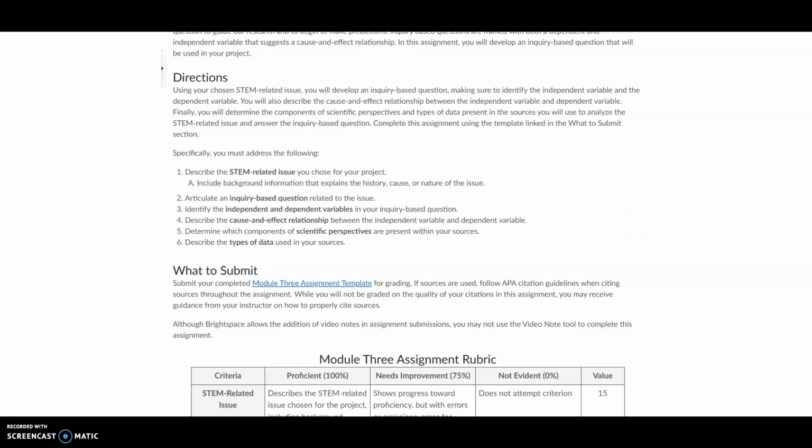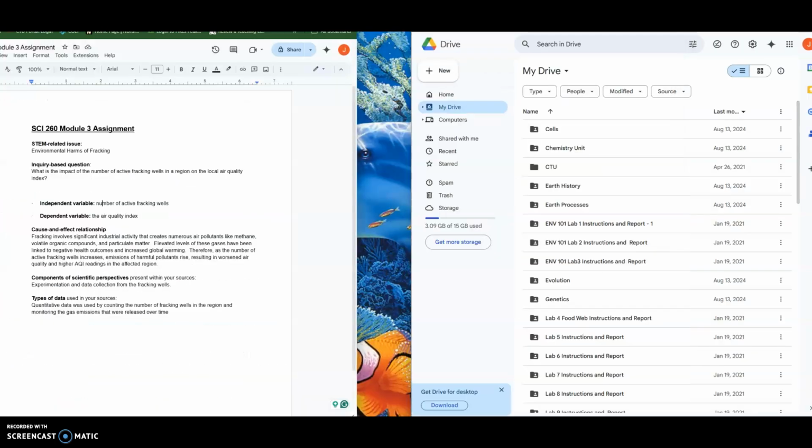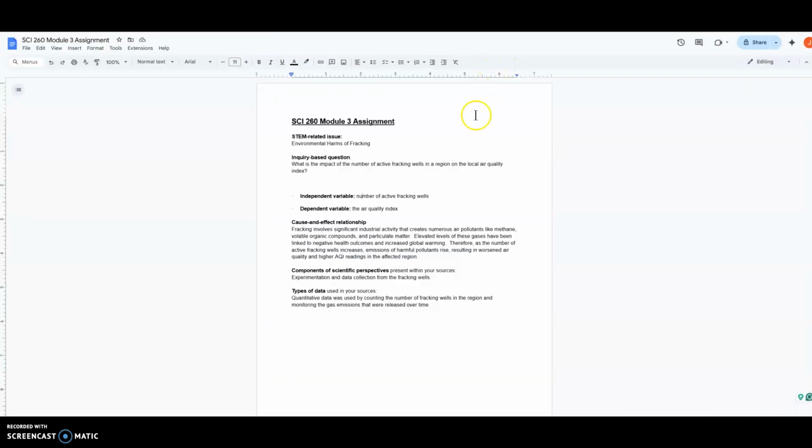And of course I have the instructor example. Let me move that over here. There we go. So using my example, my issue is the environmental harms of fracking. So the question part is really important because you want it to have an independent and a dependent variable. So a cause and effect relationship is how I refer to that.